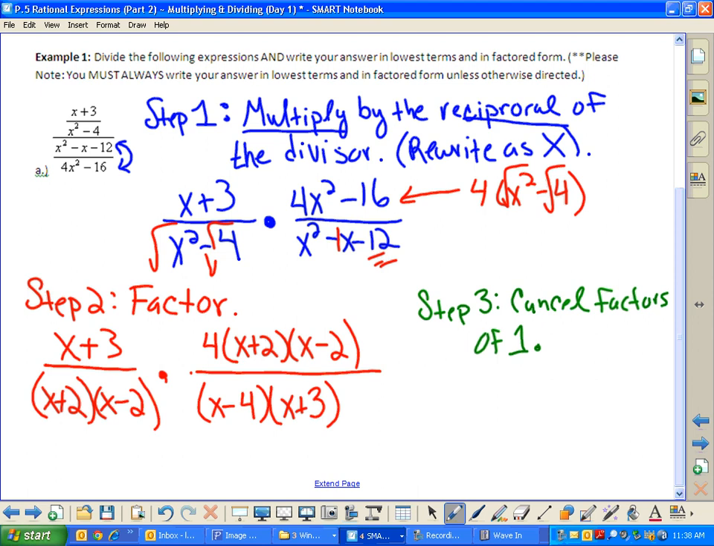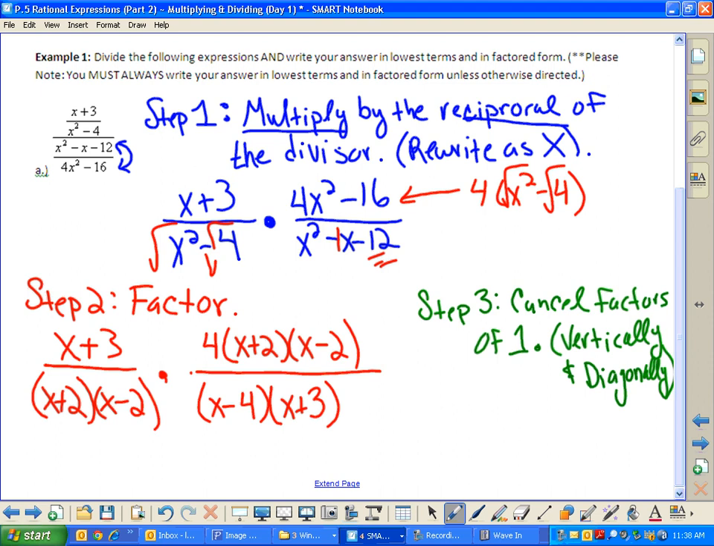Or reduce out factors of 1. Essentially what that means is we're allowed to cancel in 2 directions. Remember, we're allowed to cancel from top to bottom, vertically. And you can cancel across the multiplication, so diagonally. Cross cancel is what I'm trying to say there. Just like you did yesterday.